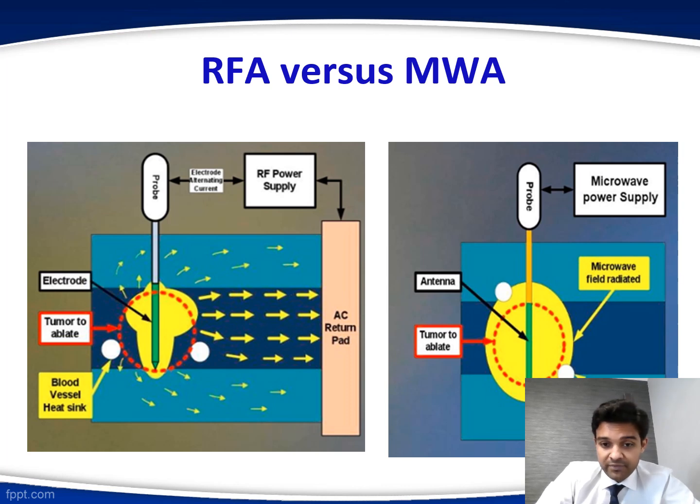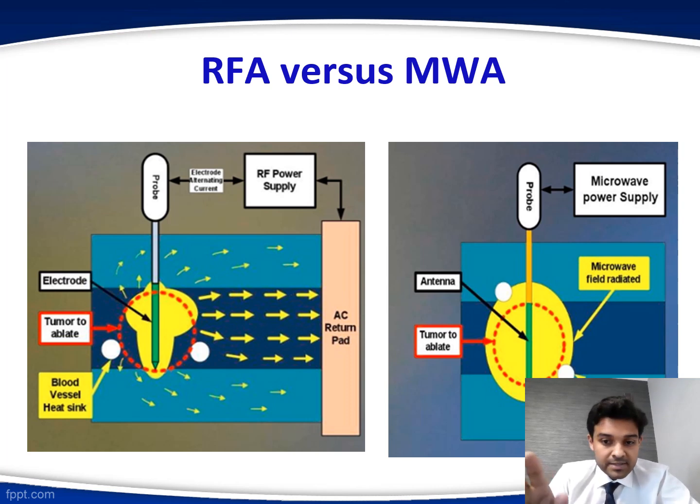But when you have a look at microwave, same thing: microwave power supply, and you have the antenna. This is the red, the tumor to be ablated. The yellow marks the ablation zone, and there are also blood vessels close to the tumor. But the difference between microwave and RFA, and I want to stress this point, is that the heat sink effect is attenuated in microwave, whereas in RFA it is more present.